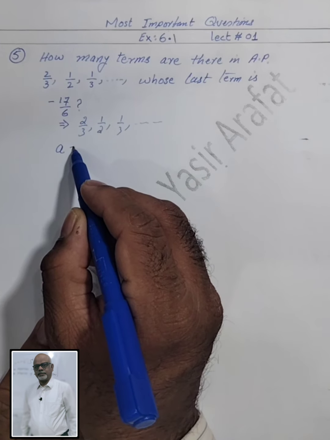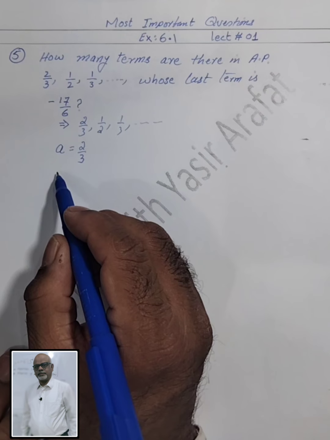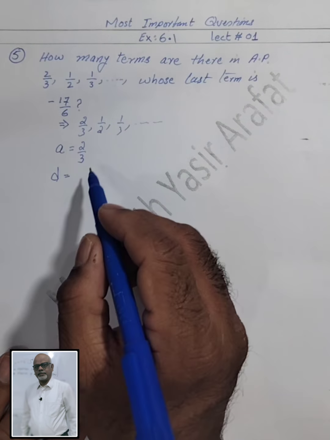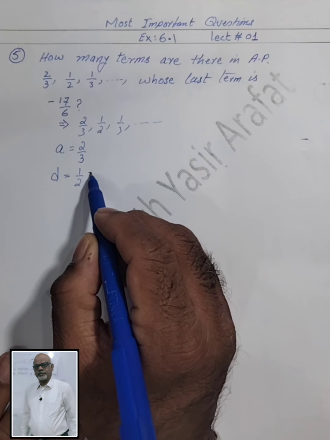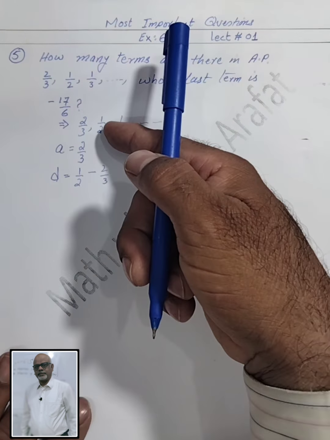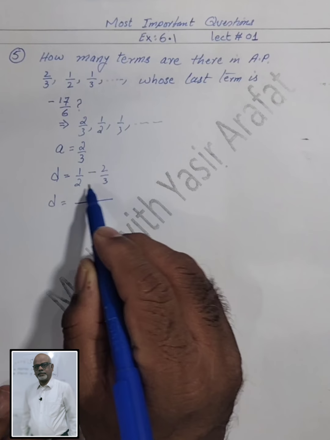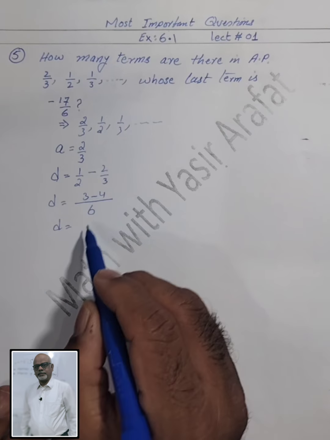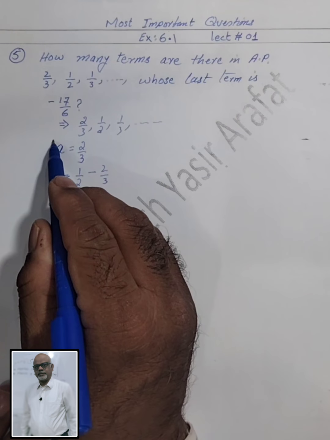The first term is A. A means the first term of the sequence, that is 2 over 3. Then D is the common difference between two consecutive terms: second term minus first term, 1 over 2 minus 2 over 3. Just take out the LCM here. 3 twos are 6, 3 ones are 3, and 2 twos are 4. So this is 3 minus 4, that is minus 1 over 6. This is the common difference. This is A, the first term.